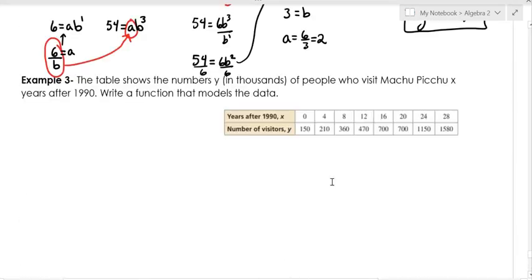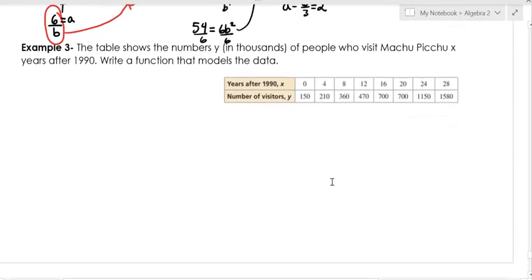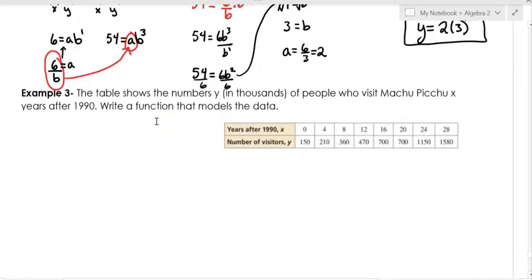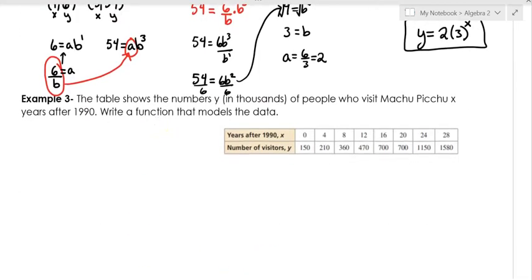Okay, so we are actually going to skip ahead. Example 3, 4, and 5 all relate. We're actually going to do example 5, it says, use a graphing calculator to find an exponential model for this data. So that's what I really want you to learn, is how to use the graphing calculator to do it.